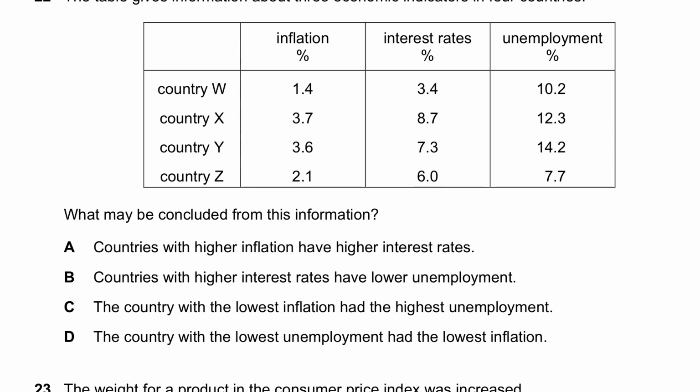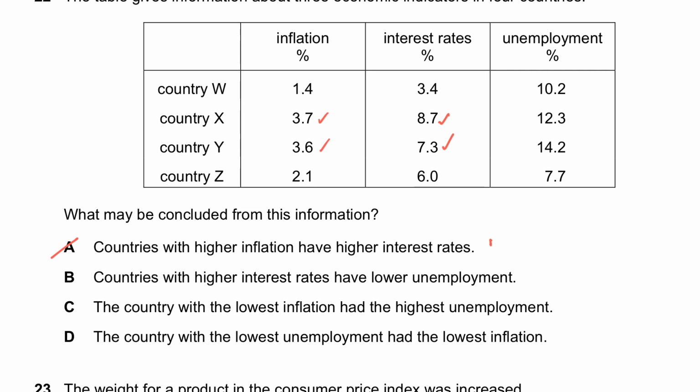So let's read A. Countries with higher inflation have higher interest rates. So let's see that. The countries with higher inflation would be, for example, country X and country Y. And when you look at the interest rates, they also have the higher interest rate. So A could possibly be a right answer. I'm going to go for A. Let's see other answer choices.